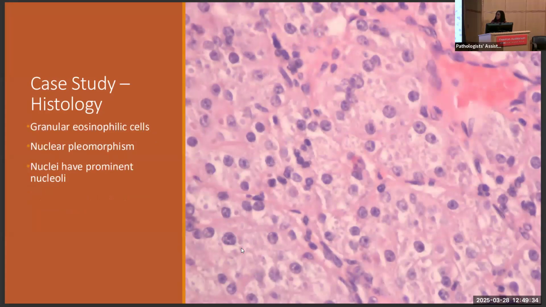At an even higher magnification, you can appreciate the granular eosinophilic cytoplasm and the degree of nuclear pleomorphism. For example, this particular nucleus here is smaller and the nucleoli are harder to see. But this particular nucleus here is larger and the nucleoli are much easier to see, and they're the darker components within the nucleus. And a majority of the nuclei at this power have prominent nucleoli.